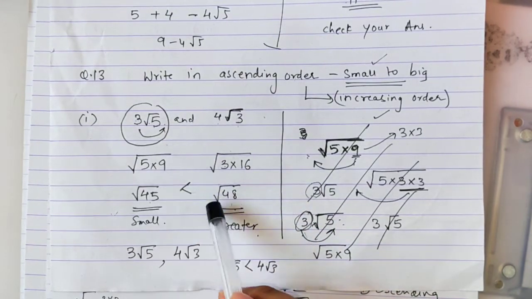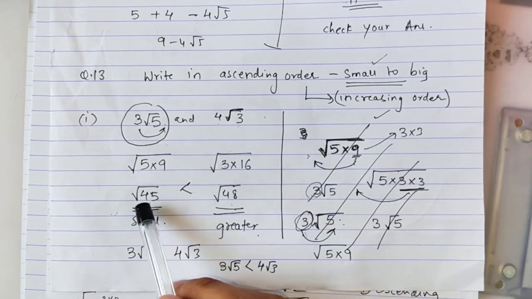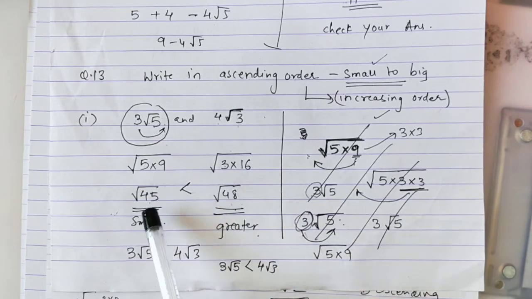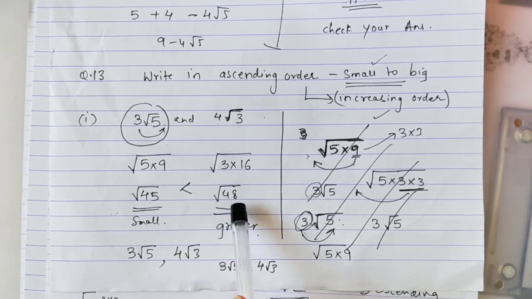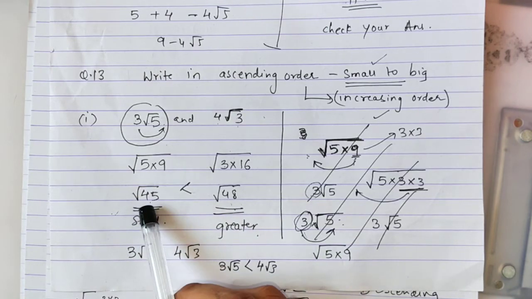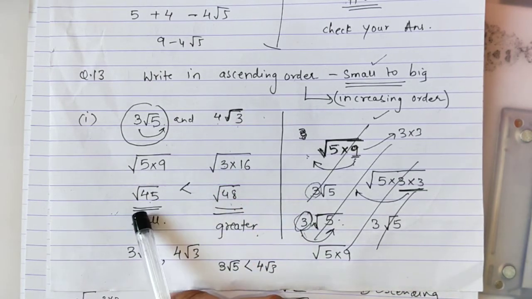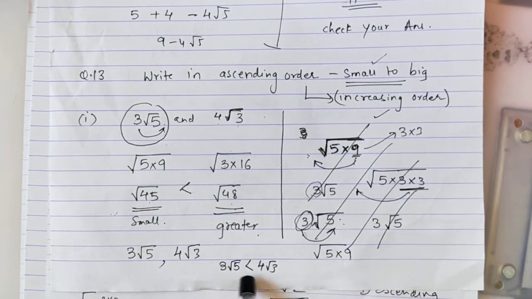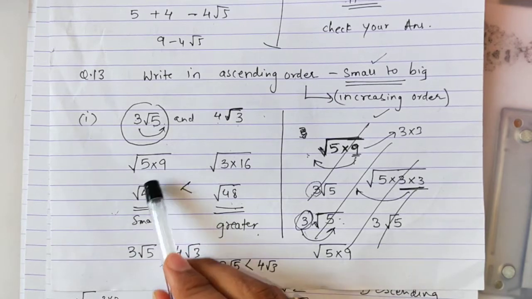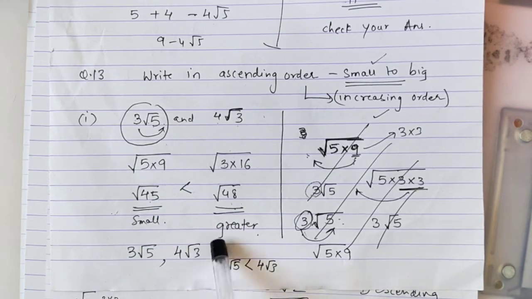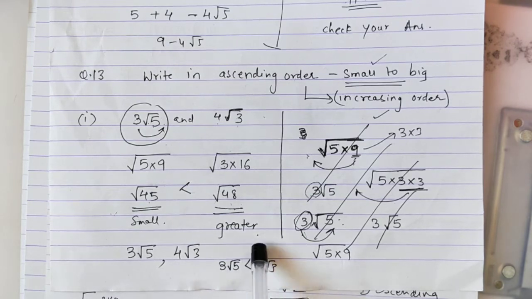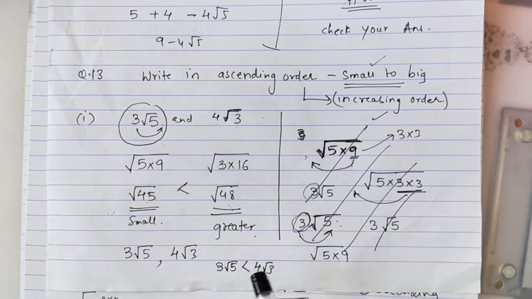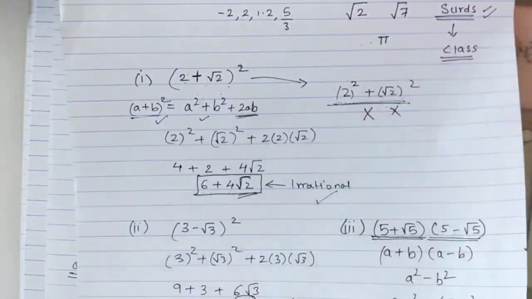Now, once they are inside the root sign, I can directly compare them, because both roots are the same. This is also a square root, this is also a square root. So comparison was easy. I could see that this is 45 and this is 48. So 48 is greater than 45. Ascending order means the smaller number comes first, and then the bigger number. So I can write it like this: 3 root 5 is less than 4 root 3, less than because this is a smaller number. So this was the first sum of ascending order.